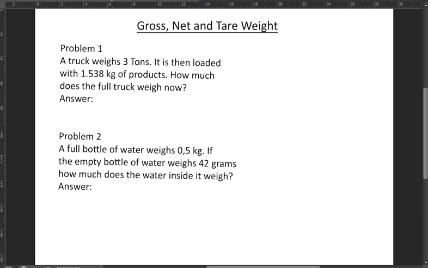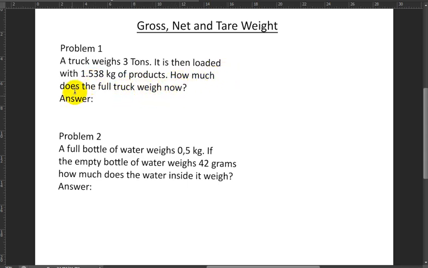Hello everyone. In today's video, we will be solving some problems on gross, net, and tare weight using what we learned yesterday about converting units of measurement of weight. So let's begin immediately. Here we have a problem that says a truck weighs 3 tons. It is then loaded with 1,538 kilograms of products. How much does the full truck weigh now?